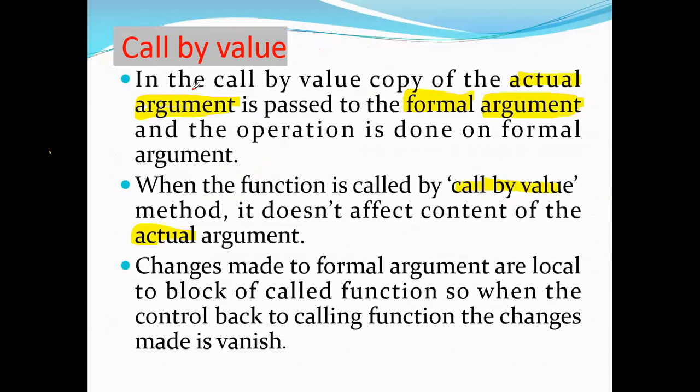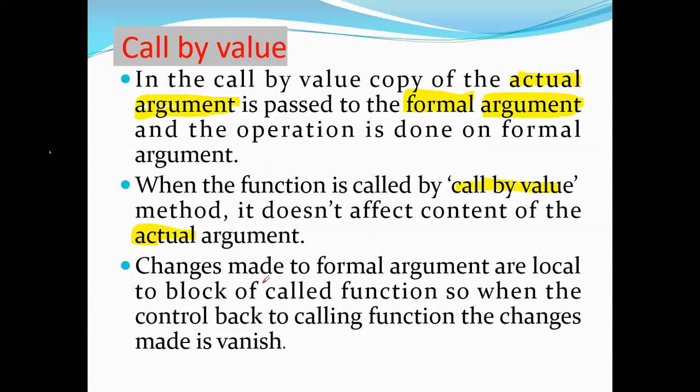In call by value, we copy the actual arguments, X and Y, and pass them to the formal arguments. Formal arguments are the int A and B. This copies the value, and the operation is done on the formal arguments, only on A and B. When the function is called by the call by value method, it does not affect the content of the actual arguments. That is, X and Y values will not be affected.